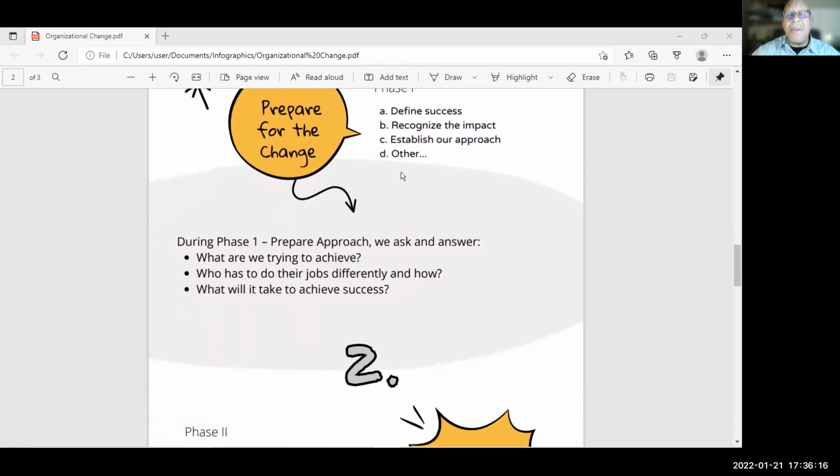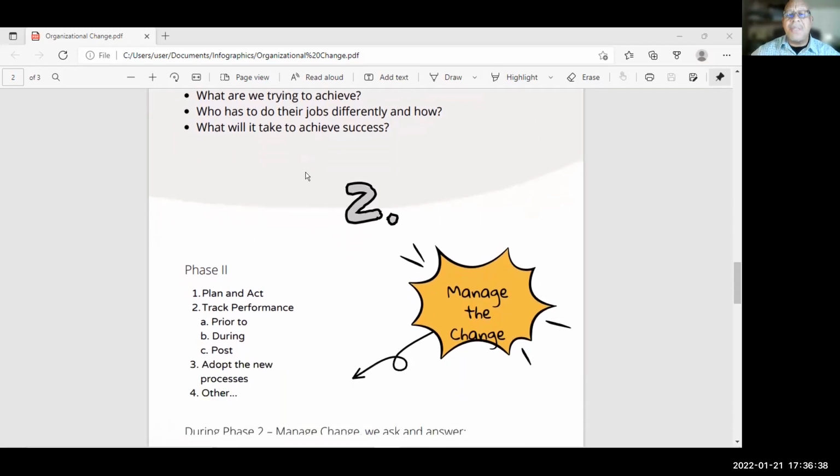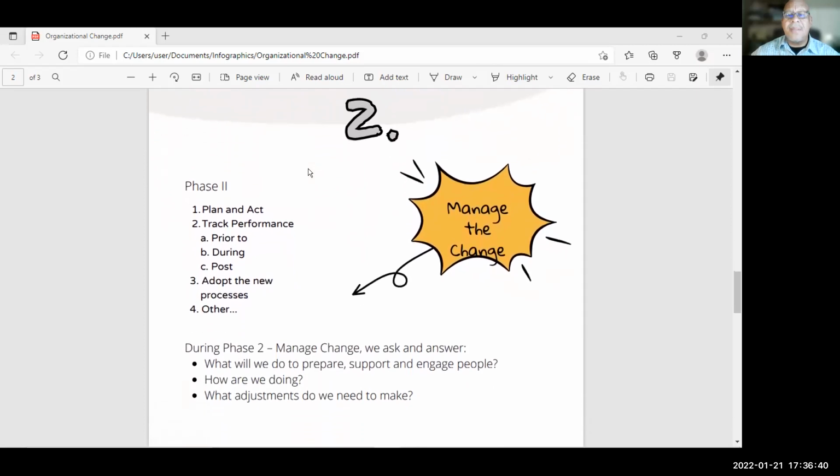We always have the other component, because as we go through any change initiative, there are going to be results, there is going to be feedback that we haven't considered, and we need to consider those. So we talk about what are we trying to achieve, who has to do their jobs differently and how, therefore we need their input, and what will it take to achieve success? What are the steps?